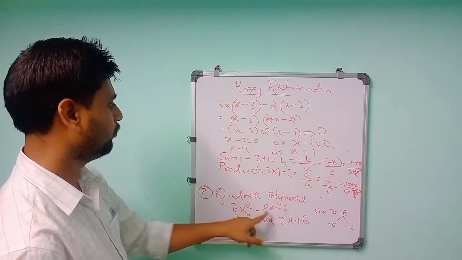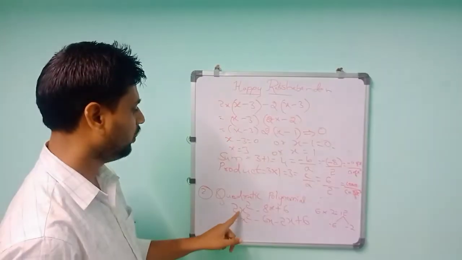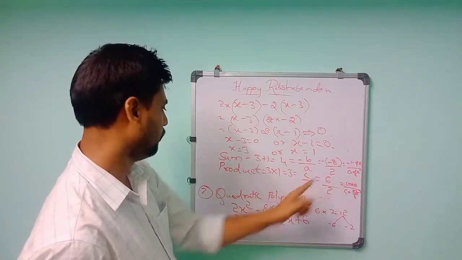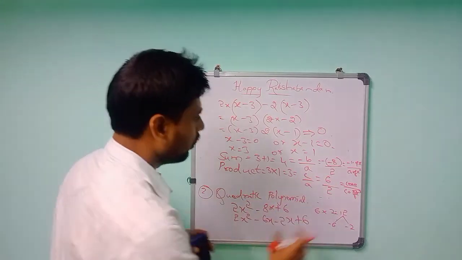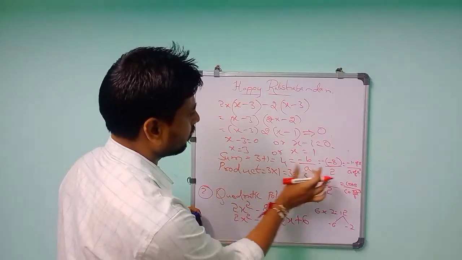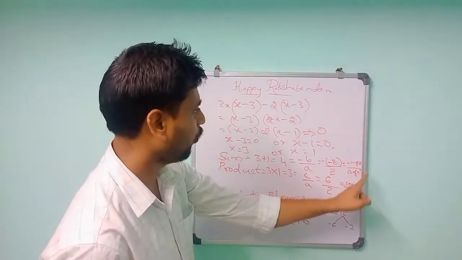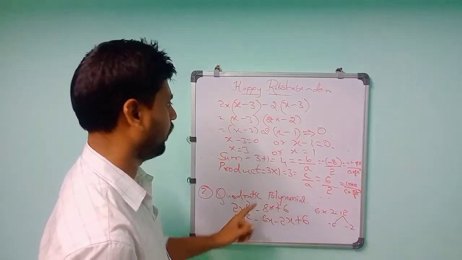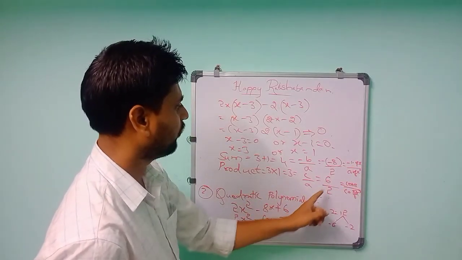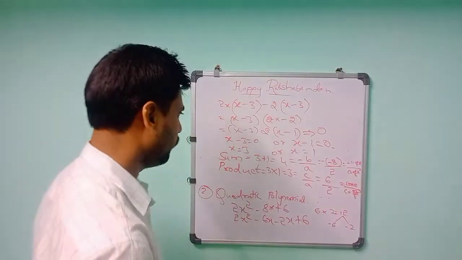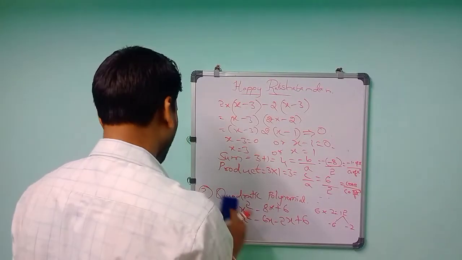The general formula is ax square plus bx plus c. So here you can take a as 2, b as minus 8 and c as 6. For the sum, it is satisfying the condition: minus coefficient of x divided by coefficient of x square. For the product, it is satisfying the condition: constant divided by coefficient of x square. So let us take one more example like this.